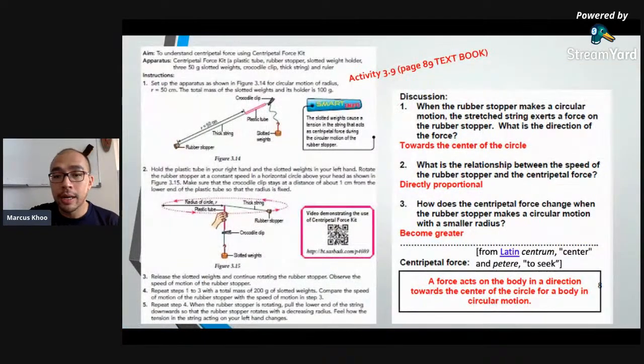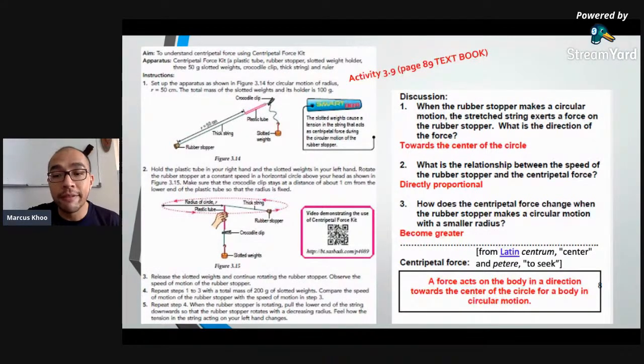The word centripetal comes from two words in Latin. Centrum means center, and petere means to seek. It means that it is seeking to go towards the center. That's why it's called a centripetal force.